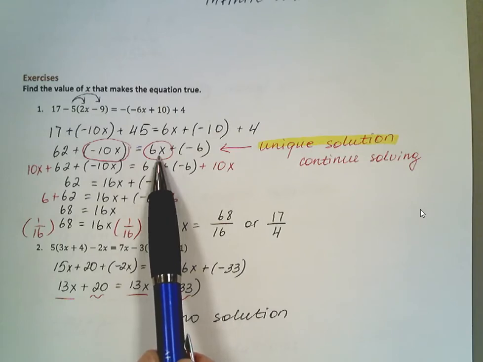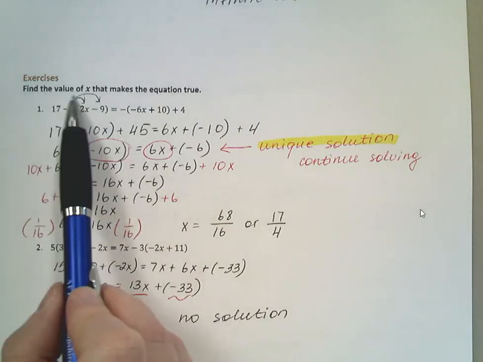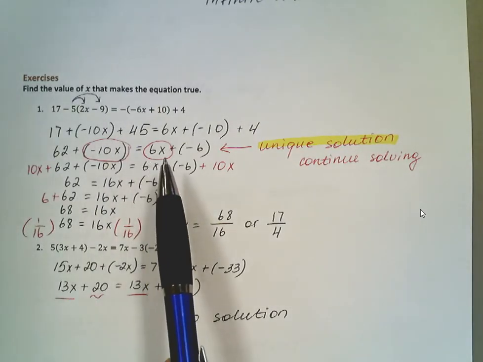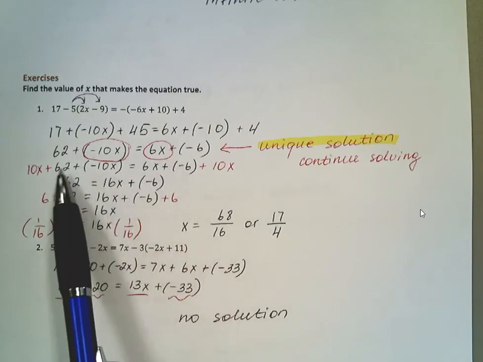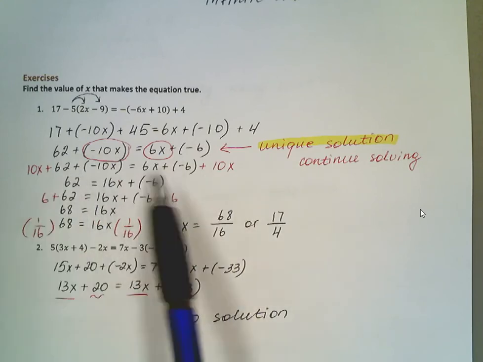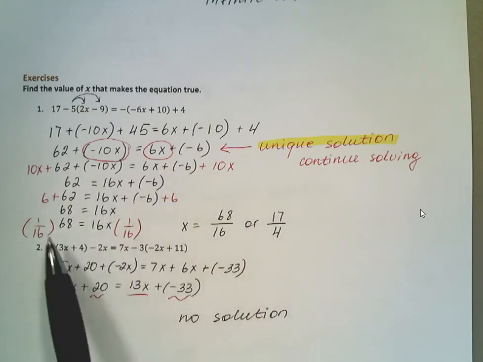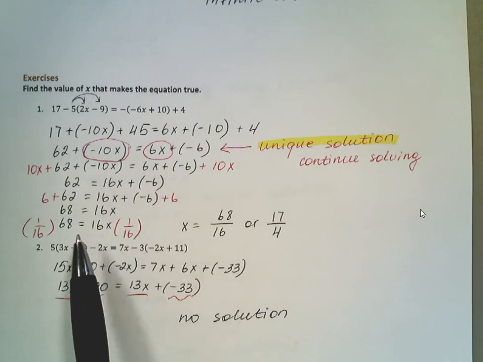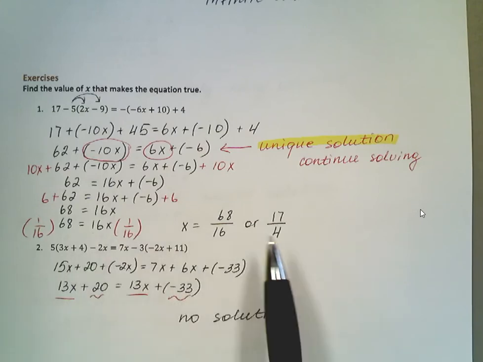And sometimes the problems will not have you solve them. Here they're asking us to find the value of x, so we need to continue solving, okay? After you simplified, I moved my negative 10x to the other side, so I added 10x to both sides. And after all that simplifying, and I'm sure you know how to do this by now, my x is 17/4.